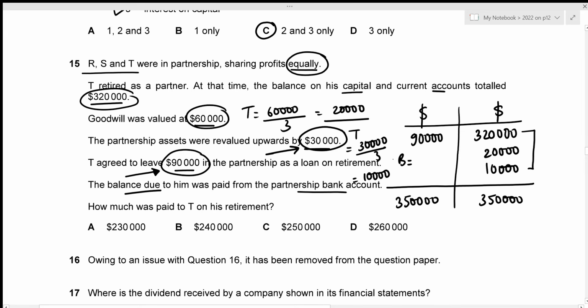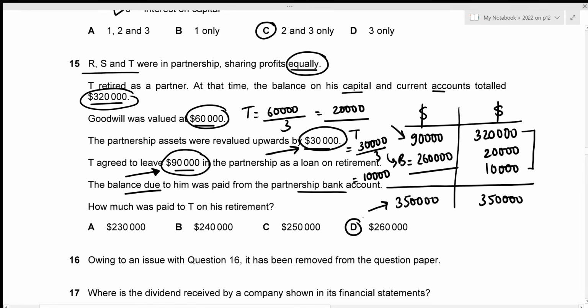Now this balance acts as the balancing figure. And whenever we're trying to figure out the balancing figure, we just need to subtract this amount from the total. In this case, that will be 350,000 minus 90,000, which results in 260,000. So this is the balance due to T, which will be paid from the partnership bank account. And this is given in option D, so that will be the correct answer. This concludes question number 15.